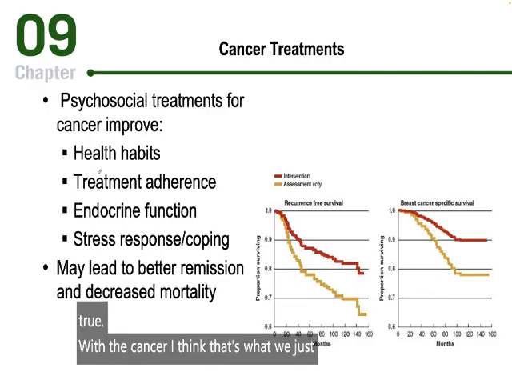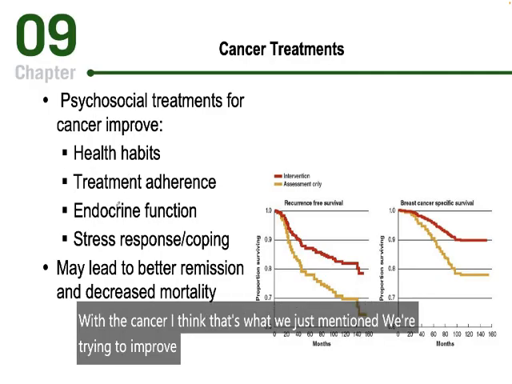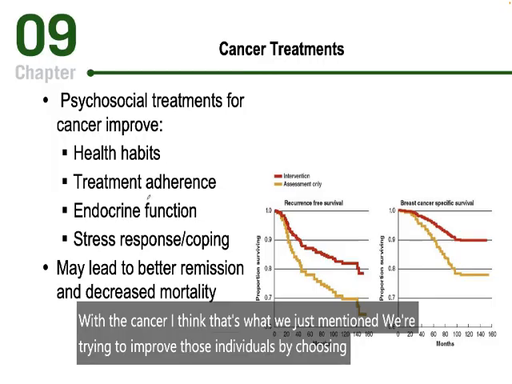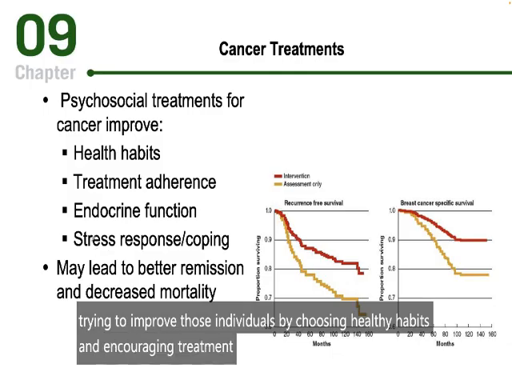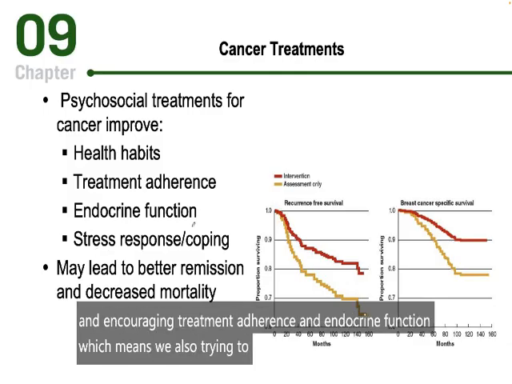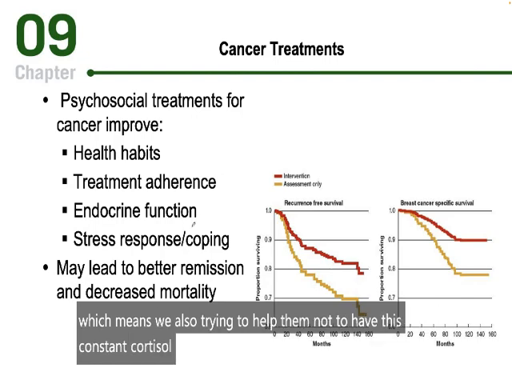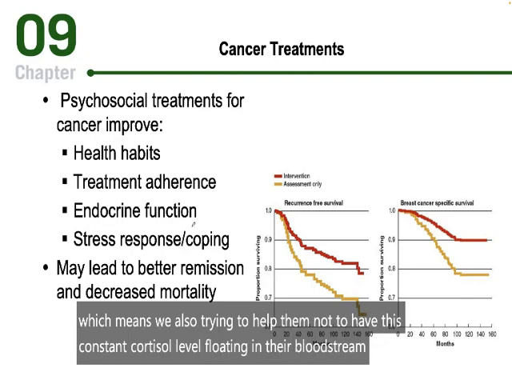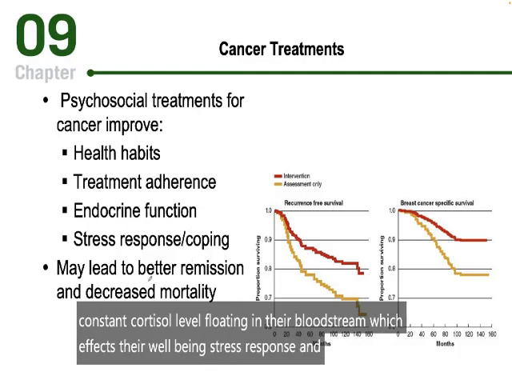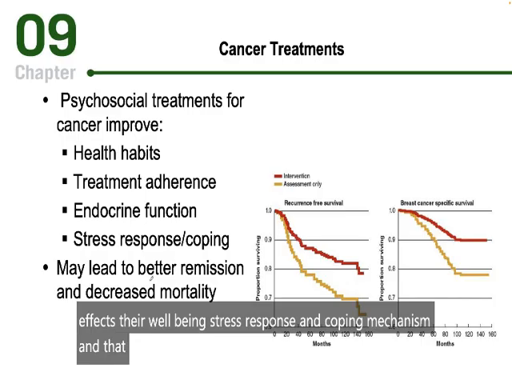We're trying to improve those individuals by choosing healthy habits and encouraging treatment adherence and endocrine function, which means we're also trying to help them not to have this constant cortisol level floating in their bloodstream, which affects their well-being, stress response and coping mechanism. And that is having a proper technique to deal with stress.